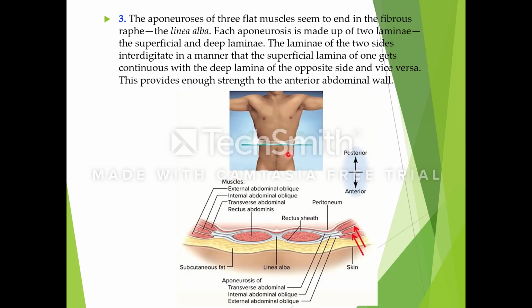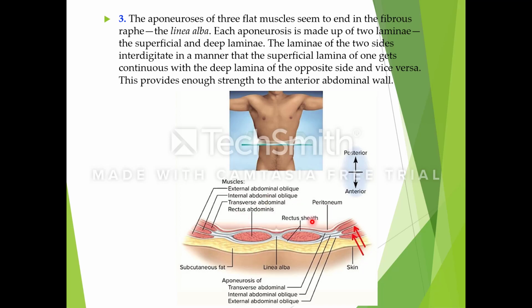The aponeuroses of the three flat muscles seem to end in a fibrous raphe, that is the linea alba. This is the linea alba. Each aponeurosis is made up of two laminae. See here, the external oblique aponeurosis can be divided into two laminae. The internal oblique aponeurosis is divided into two laminae, and the transversus abdominis aponeurosis is also divided into two laminae.